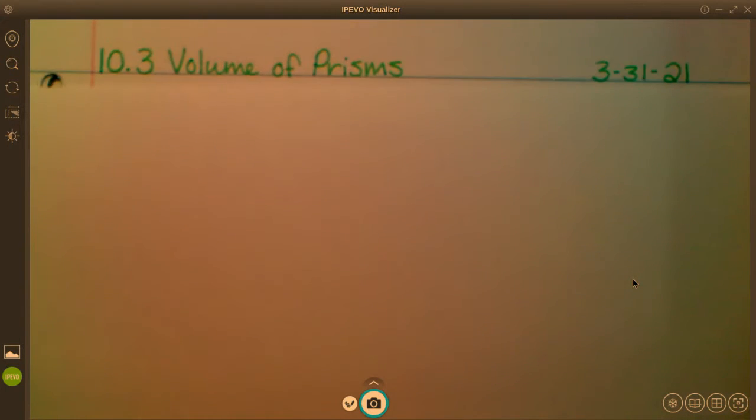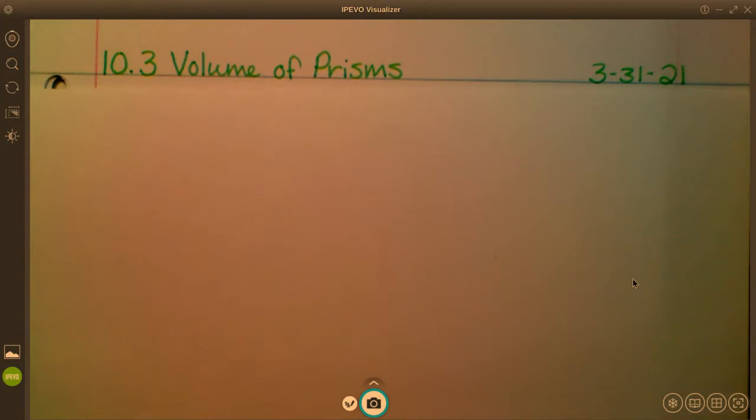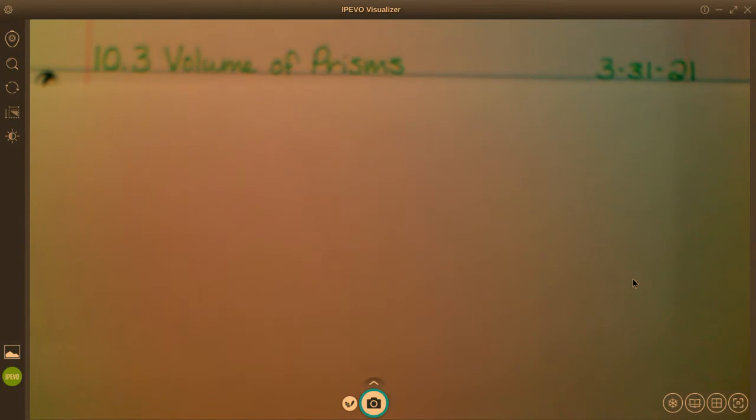Now you might be wondering, Miss E, what more could there possibly be with the volume of prisms? You've already shown us the formula, length times width times height. That's all we need, right? Well, fifth grade, you will sometimes be given a rectangular prism and you'll be given all the information you need, but it will look a little different. And that's what we're going to practice today.